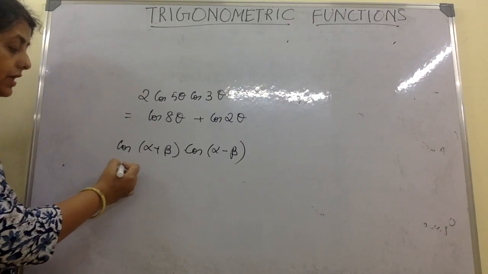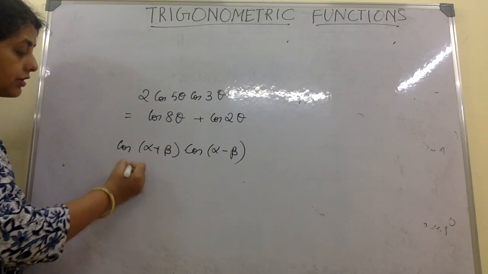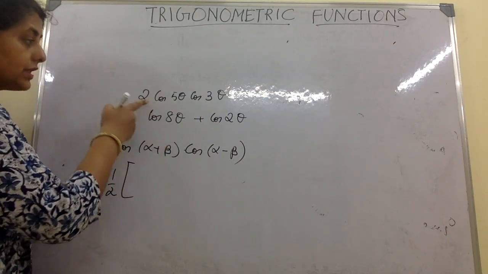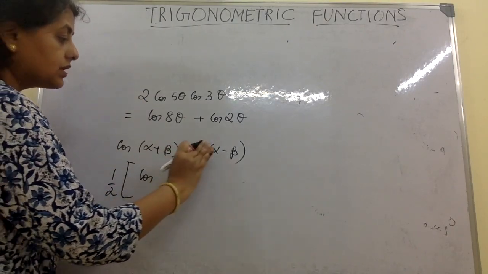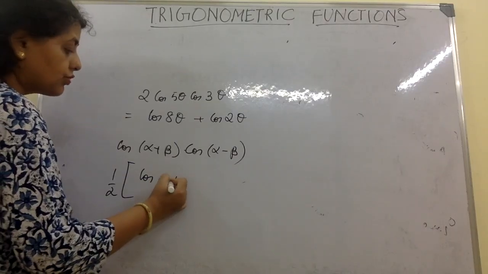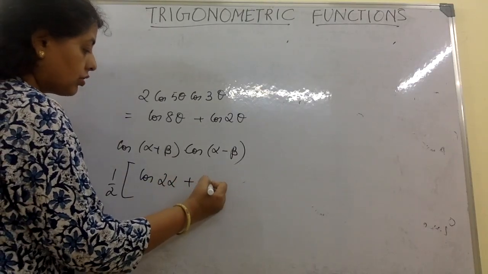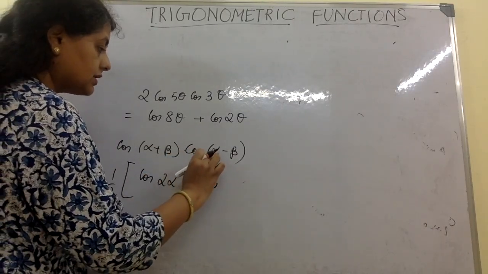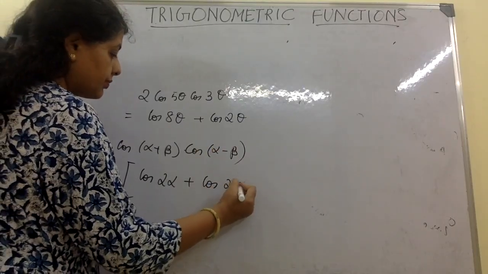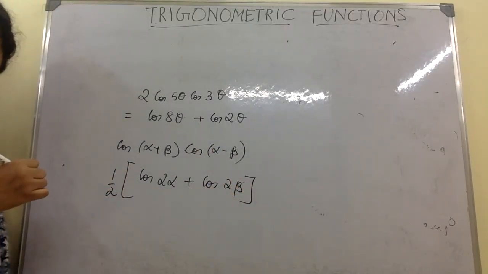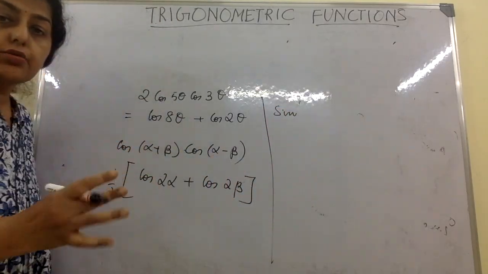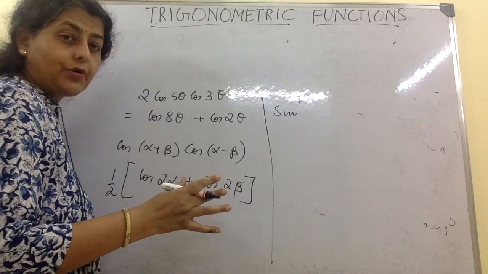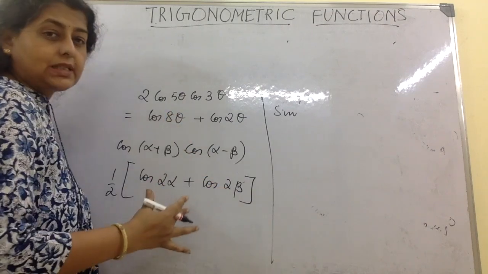So first multiply with the 2 and also divide with the 2. When we multiply with the 2, we get it in this format, which is cos (alpha plus beta plus alpha minus beta), that is cos 2 alpha, plus cos (alpha plus beta minus alpha), that is cos 2 beta. So this is my answer. If you do these sums, all your confusion about remembering trigonometric formulas will be gone.